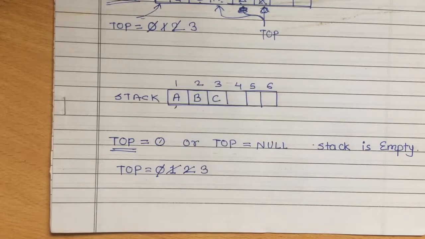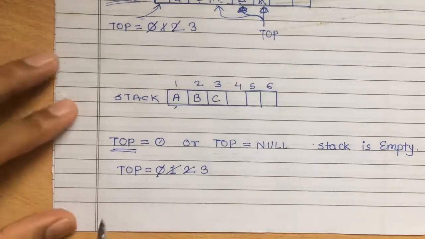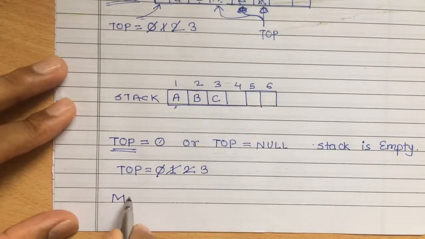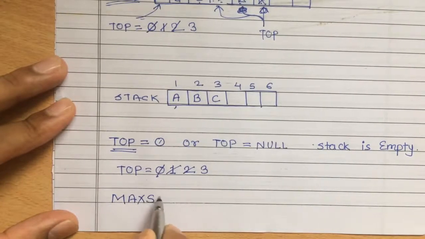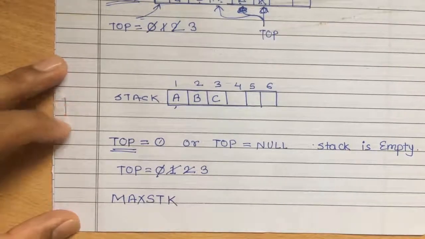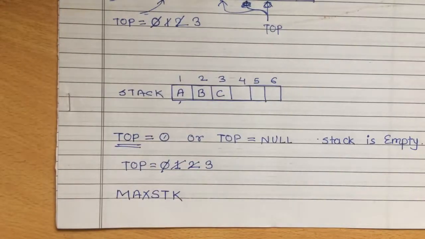But somewhere we also come to know how many elements should be inserted in this array. So to represent the maximum number of elements we can insert in this array, we have another term, which is called max stack. What does this max stack variable represent? It gives the maximum number of elements that can be held by this stack.